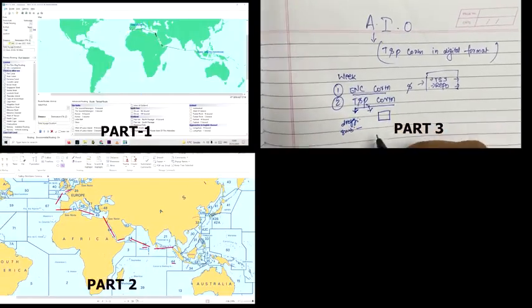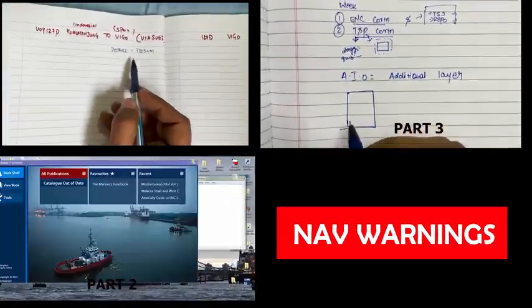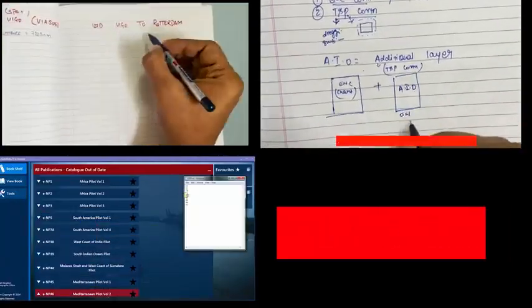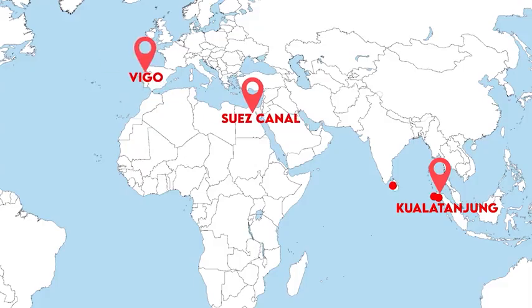So hello guys, welcome. This video is in continuation of my previous videos about passage planning. Before, we have discussed all the important aspects; in this video we are going to talk about nav warnings. Just to revise, my voyage was from Indonesia to Spain, from Kuala Tanjung to Vigo.